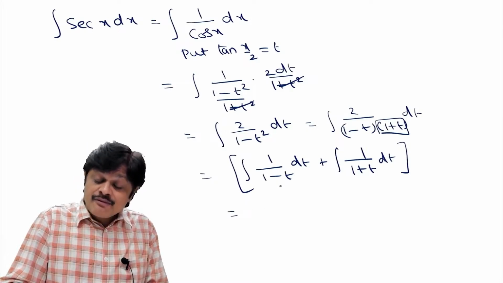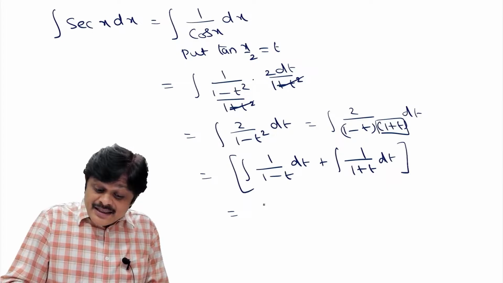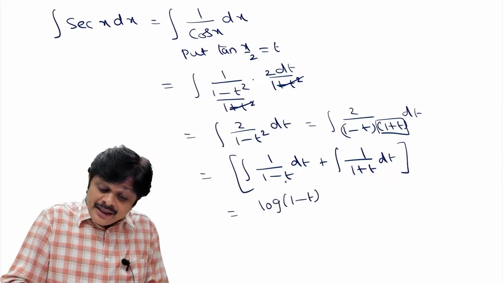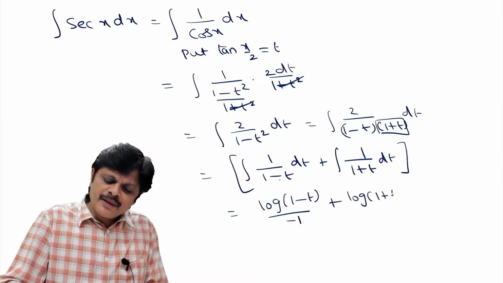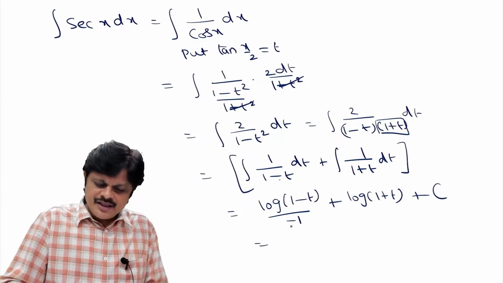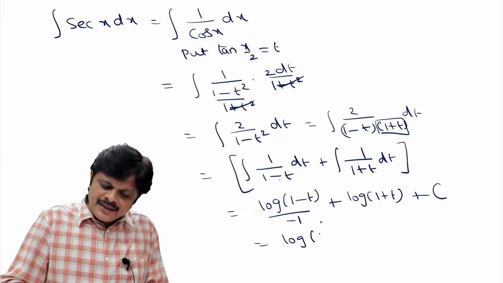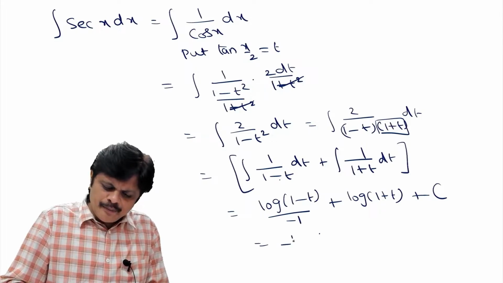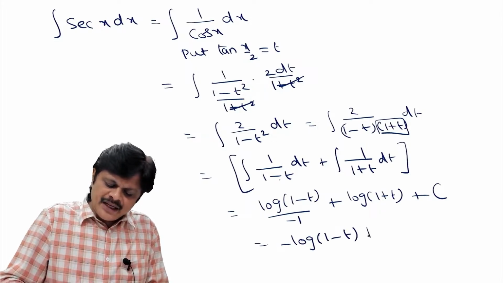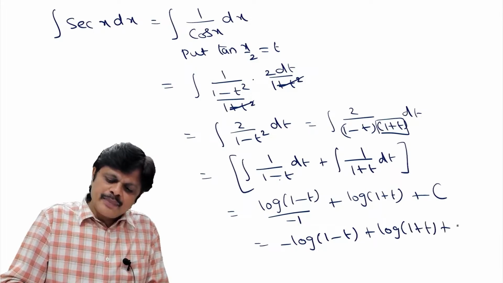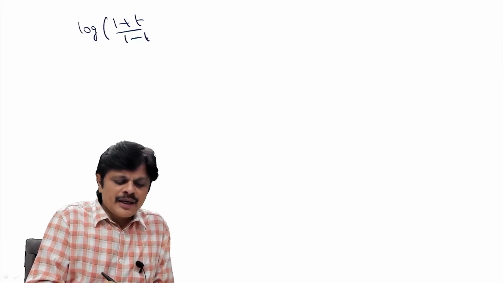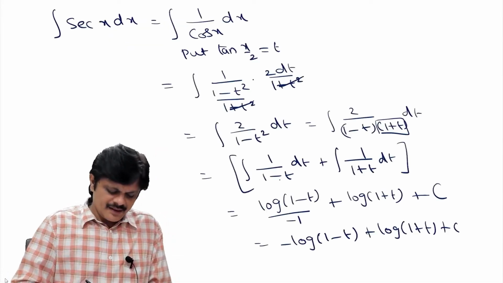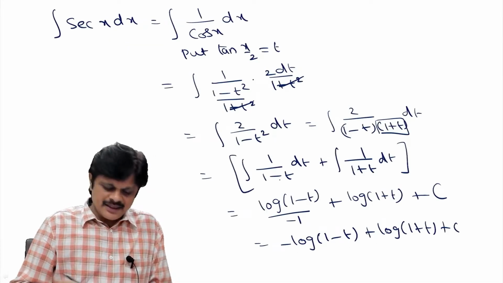And what is the integral of this 1 by 1 minus t? See, it is log of 1 minus t, but coefficient of t is minus 1, you have to divide by minus 1. And this is simply log 1 plus t plus constant of integration. And this is nothing but minus log 1 minus t, and this is log 1 plus t plus c. Okay. Now what happens? Log a minus log b is log a by b. So you are going to get log 1 plus t by 1 minus t plus c.